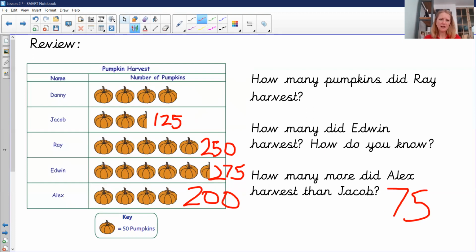Okay, that was good interpreting. Well done if you got those answers correct. Oh, we didn't find out about Danny, did we? So Danny was 4 pumpkins, which would be the same as this one, wouldn't it? So that's 200. Once we worked all of them out, we could then see how many they harvested all together.